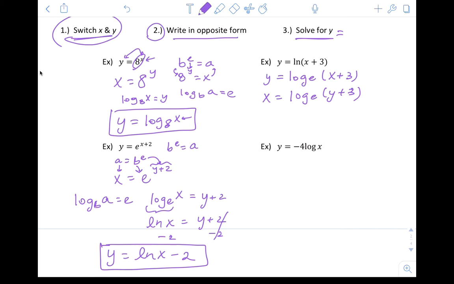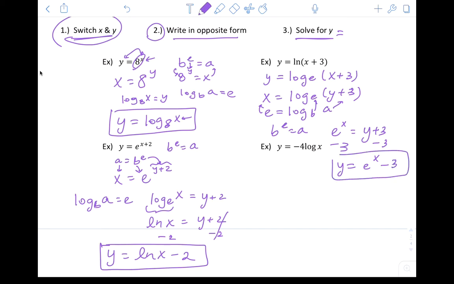Step 2, write in opposite form. You're given a logarithm. So log is BAE. We're going to switch to BIA. The base, e. The exponent is x. And the answer, that whole quantity y plus 3. So then to get y by itself, you're going to subtract 3. That is on the outside. That is a shift down. It's not in the x or the parentheses.